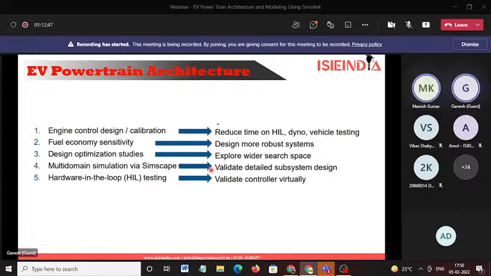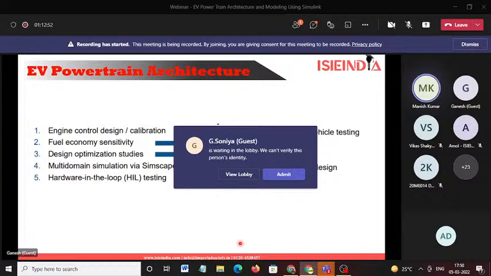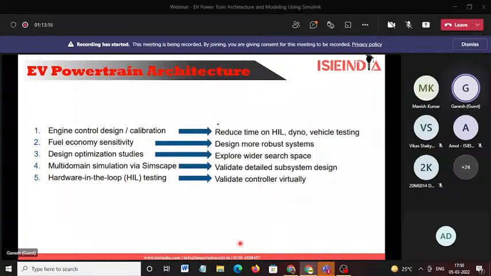So we have the powertrain architecture. As I said, we are doing the moving lab. There is some disturbance coming. Yeah, so the EV powertrain architecture.